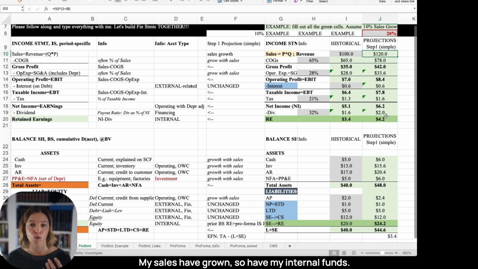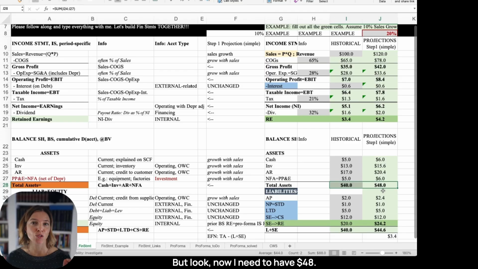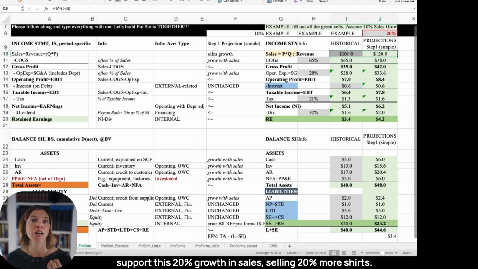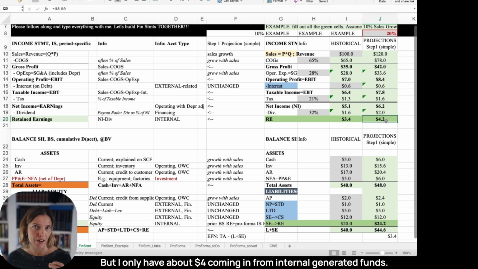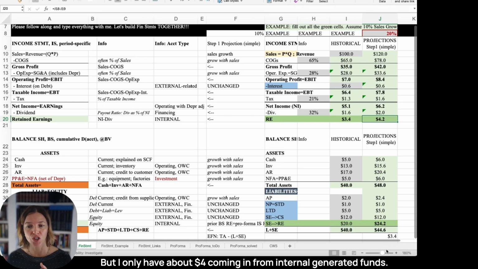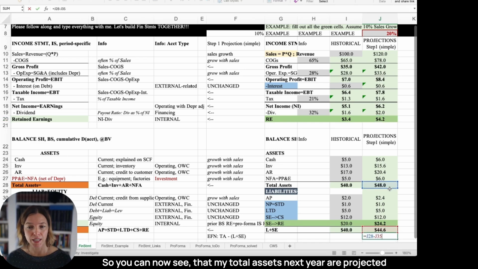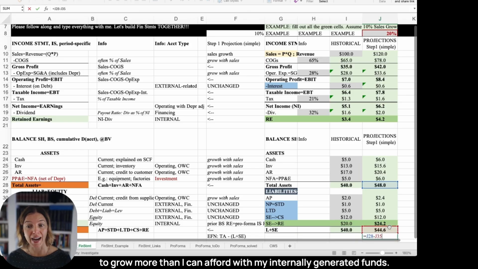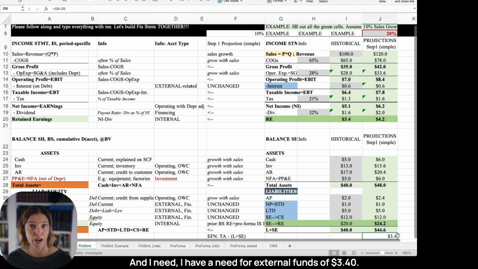My sales have grown, so have my internal funds. But look, now I need to have $48 in total assets, an $8 increase from the previous year, to support this 20% growth in sales, selling 20% more shirts. But I only have about $4 coming in from internally generated funds. So you can now see that my total assets next year are projected to grow more than I can afford with my internally generated funds. And I have a need for external funds of $3.4.